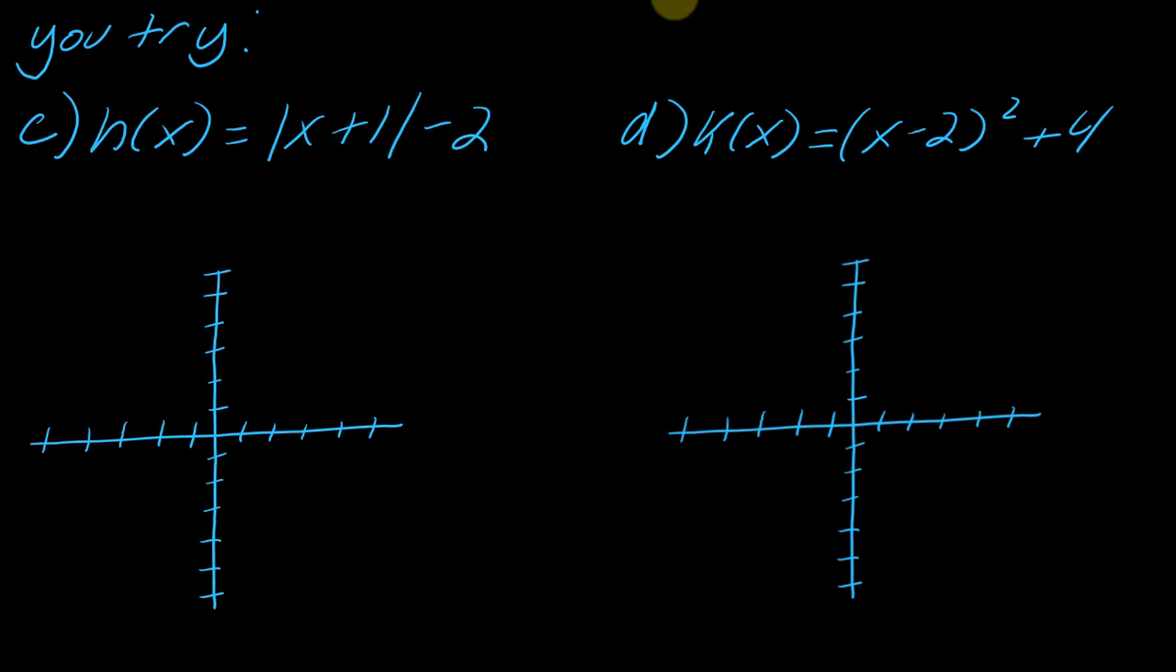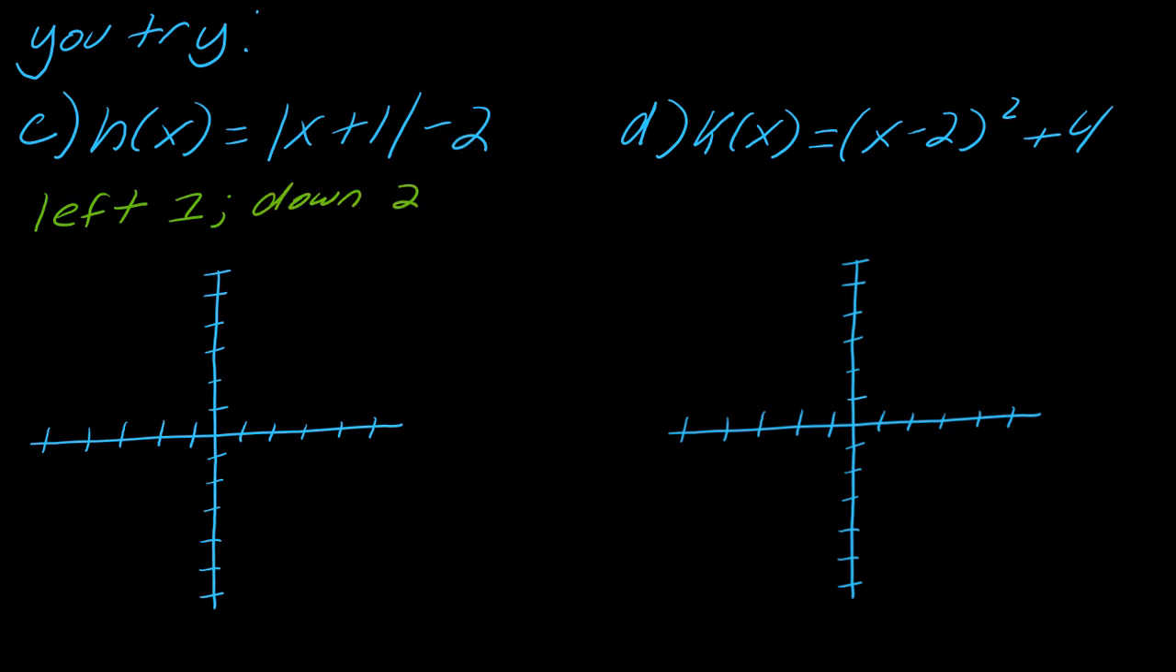Okay, so let's do another one of these together. So now I've got everything put together in one example. So why don't you pause the video and just write down how this is going to be transformed: up, down, left, or right? So in this case, the plus 1 means that I'm going to move left 1. And then the minus 2 means that I'm going to move down 2.